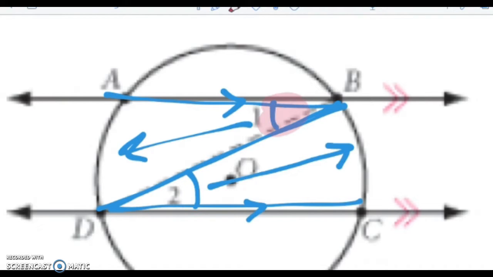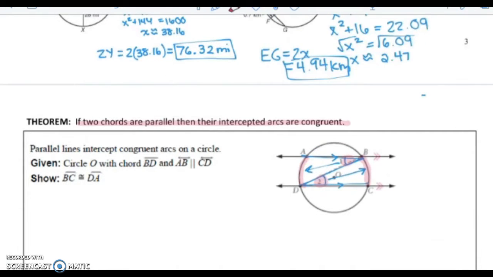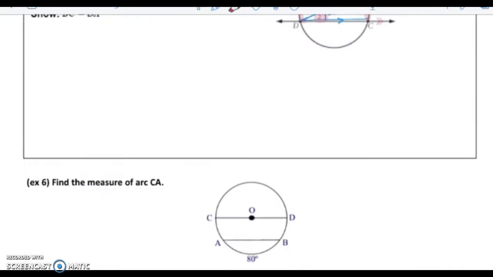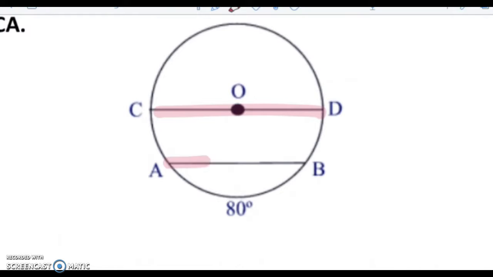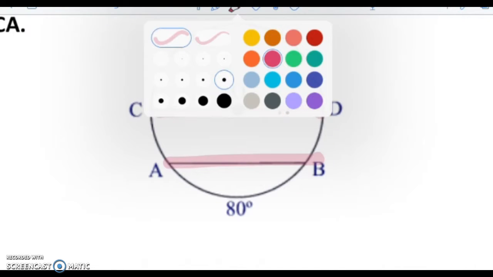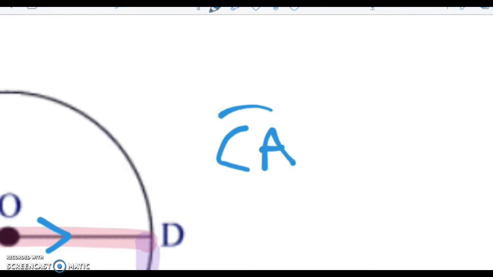So because these two angles are congruent and they're both inscribed, that means these two arcs would have to be congruent. So if I have parallel lines, their intercepted arcs are congruent. So let's look at what that looks like. So here's my parallel lines, and I'm going to go over my intercepted arcs in another color. Let's do those in purple. So CA is one of the arcs, DB is the other of the arcs. So because I know these are parallel, I know that CA is congruent to DB.